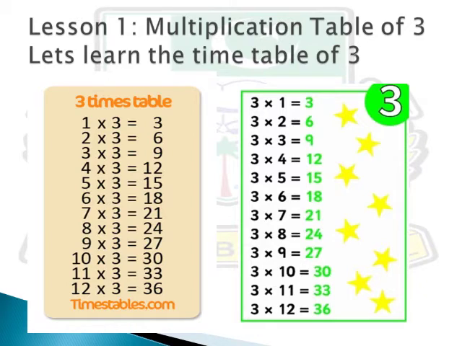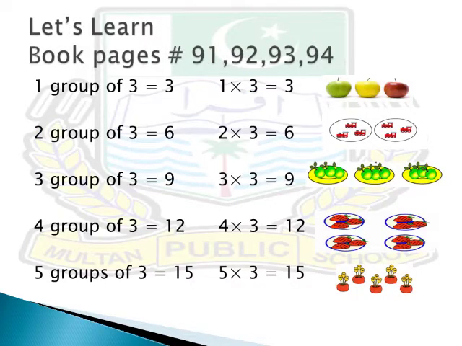Let's learn 2 more numbers. 11 3s are 33. 12 3s are 36. 3 11s are 33. 3 12s are 36. Good. I think you have learned this table. Let's do practice on this. Let's look at book pages 91, 92, 93 and 94.